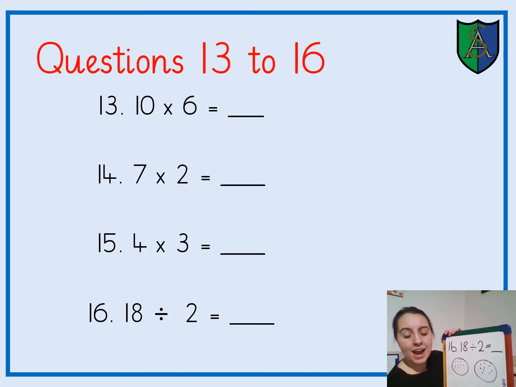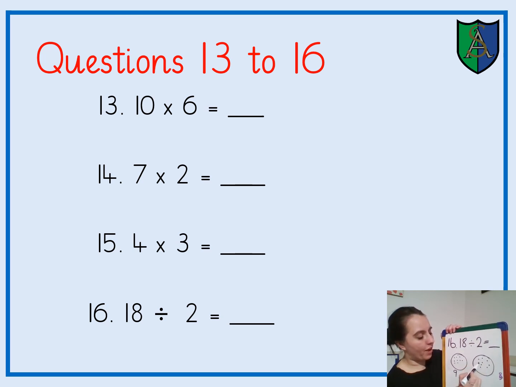Now I've got to count how many dots are in one of my shared groups. Okay, so I've got 1, 2, 3, 4, 5, 6, 7, 8, 9 in there. And I've also got 1, 2, 3, 4, 5, 6, 7, 8, 9 in there. Okay, so I've got 9 in there and 9 in there, so I've got 2 equal groups.